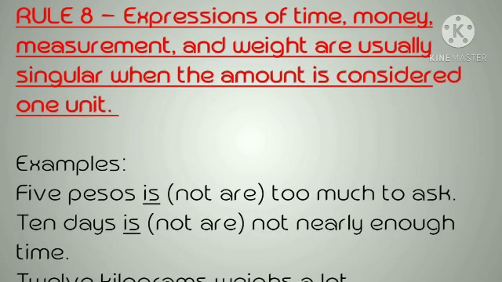Now let's talk about rule number 8. Expressions of time, money, measurement, and weight are usually singular when the amount is considered one unit. Example, 5 pesos is, not are, too much to ask. Although we are dealing with 5 pesos, it seems to be plural, but again, if it is an expression of time, money, measurement, and weight, it will be singular. Next, 10 days is, not are, not nearly enough time. Although 10 days seems to be plural, again, this is a unit of time. So we are going to use is.